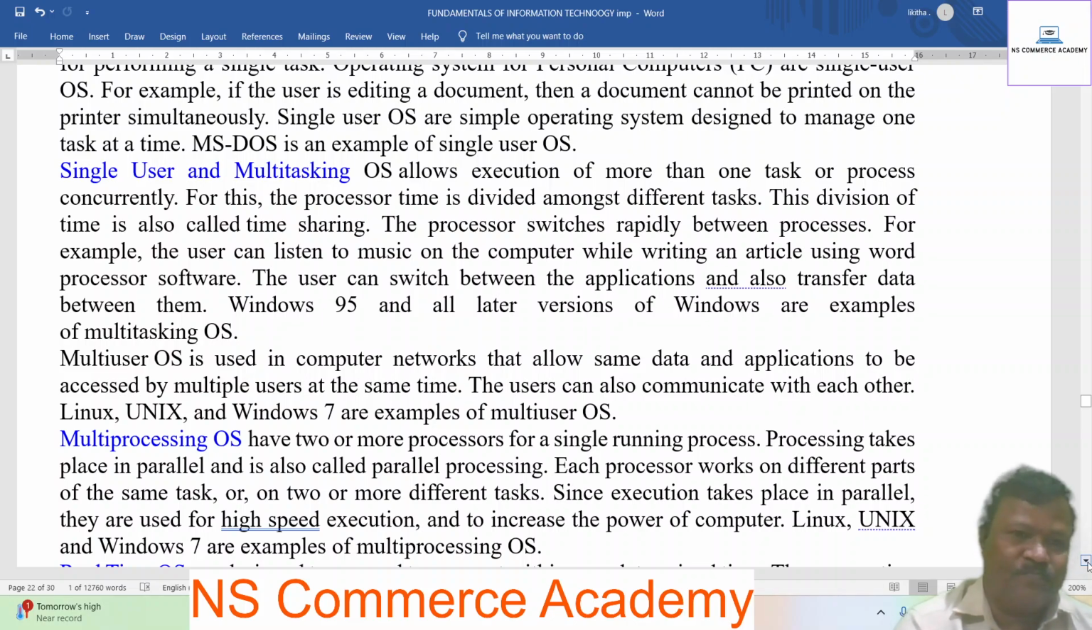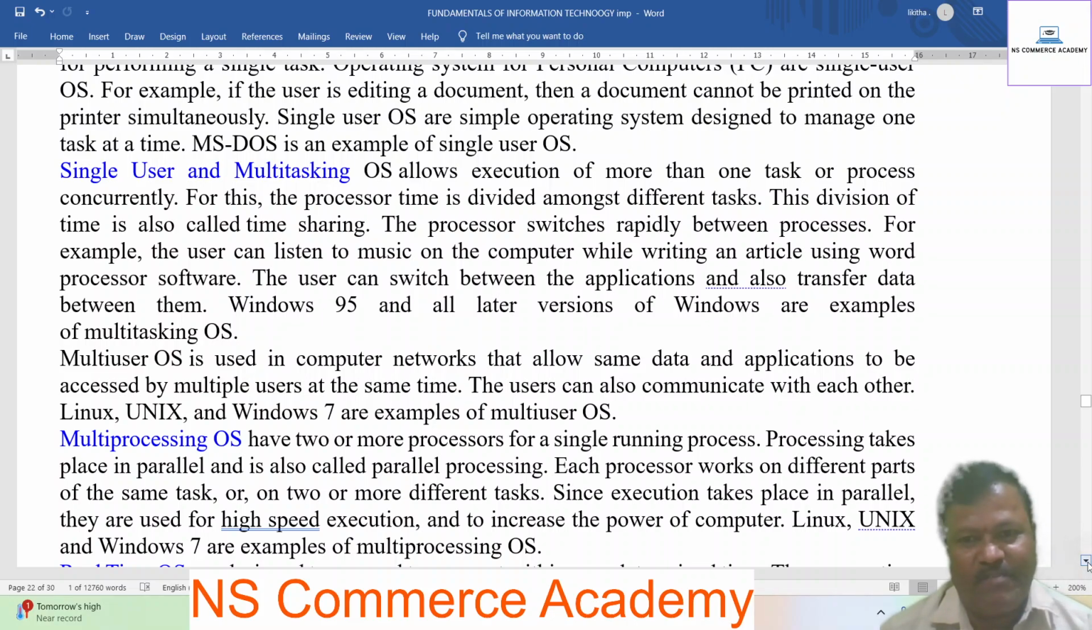Multi-user operating system is used in computer networks that allow the same data and applications to be accessed by multiple users at the same time. The users can also communicate with each other. Linux, Unix, and Windows 7 are examples of multi-user operating systems.